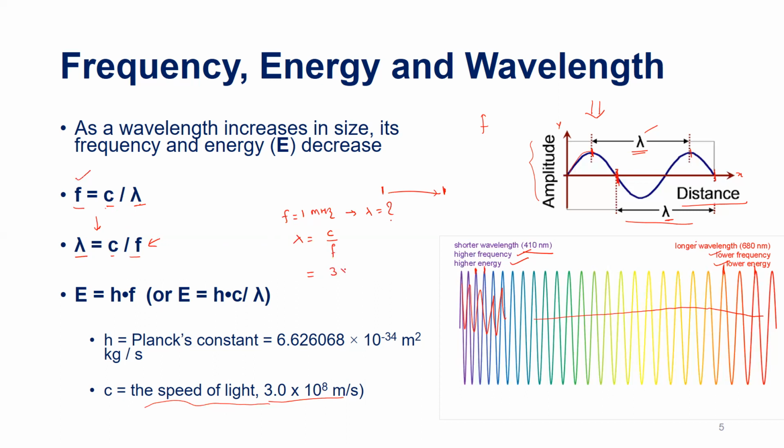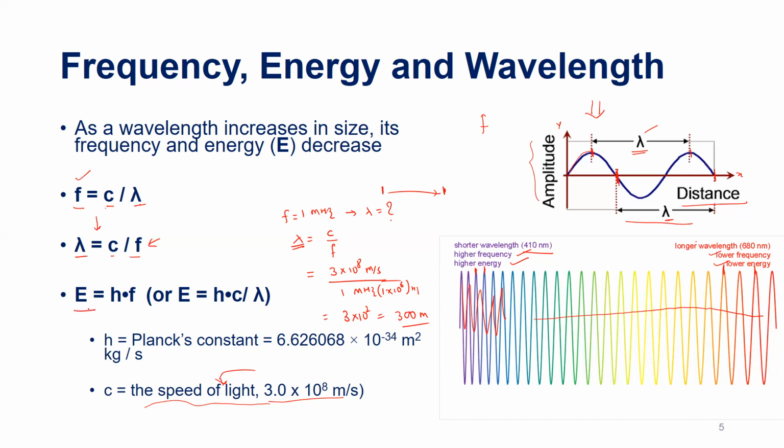So lambda will be 3 into 10 to the power 8 meter per second, which is the speed of light, divided by 1 megahertz. 1 megahertz is 1 into 10 to the power 6 hertz, right? So it is about 3 into 10 to the power 2, approximately or exactly, so it is like 300 meter. That's how I can determine the lambda or wavelength of this particular signal.